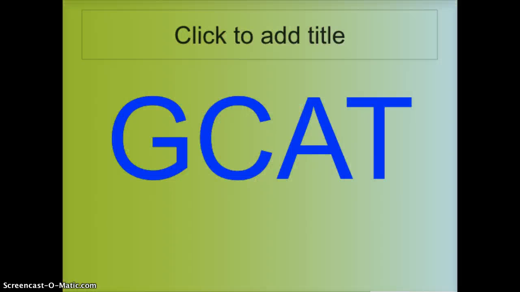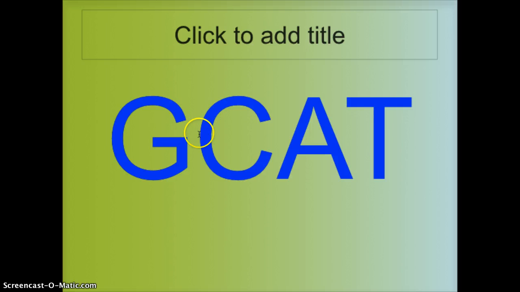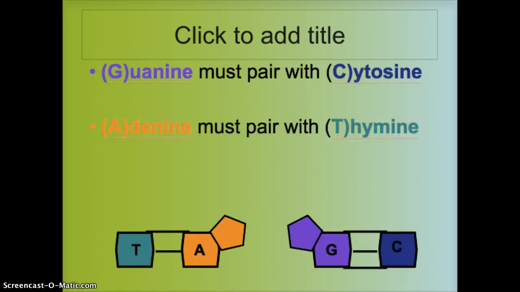Because this tells you what bases always go together. So guanine, or G, always pairs with cytosine. Adenine, or A, always pairs with thymine. So you'll never find an A with a G or an A with a C, or essentially almost never. G always goes with C, A with T. So the reason that GCAT's important is you remember G and C always go together, and A and T always go together. That'll help you remember who goes with what when we create our DNAs.